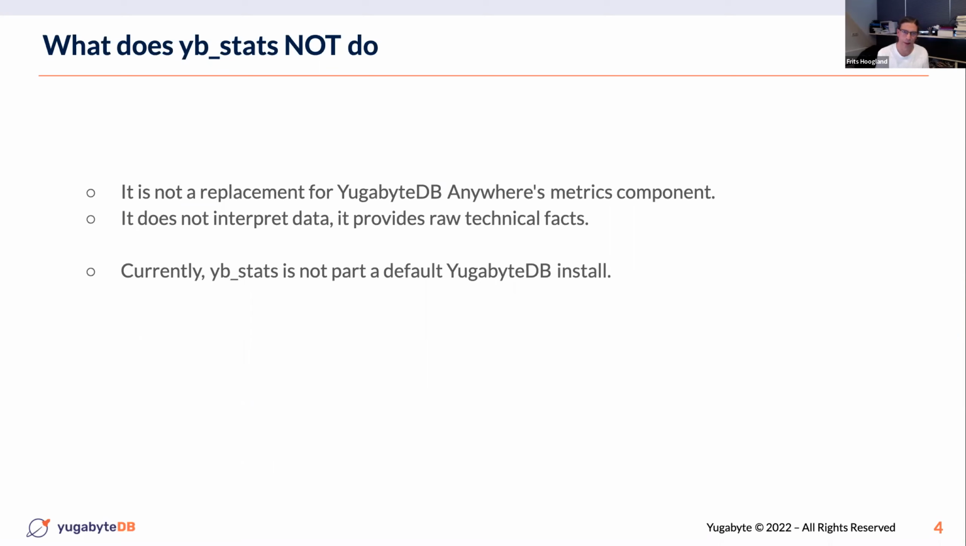Another really important thing is, at this moment, YBStats is not part of a default YugabyteDB install. We're working on that. So at the moment, if you need YBStats, you should manually install it, probably on one of the nodes, to be in the same environment as the endpoints which provide the metrics which YBStats needs.